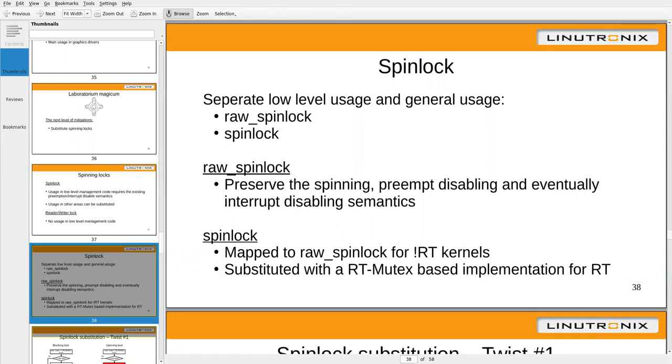So what we did, and that has been done long ago, we split spin locks into two types, a raw spin lock and spin lock. The raw spin lock is preserving the spinning, preempt disabling, and eventually interrupt disabling semantics, and it's used in the core scheduler. It's used in a few other places like timers. It's used in low-level hardware management routines where we have short, well-defined, bound lock-held regions.